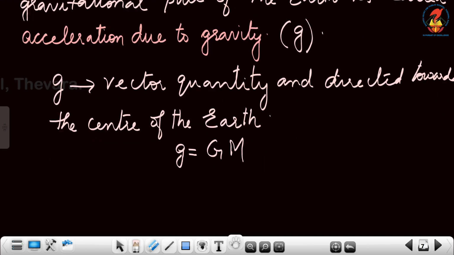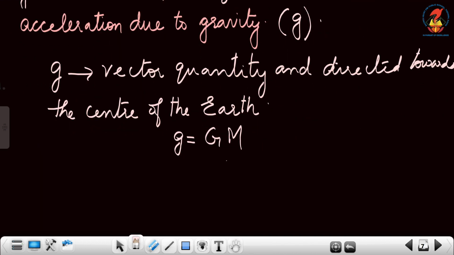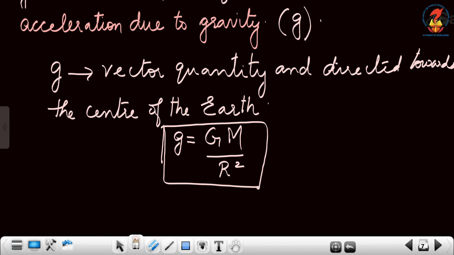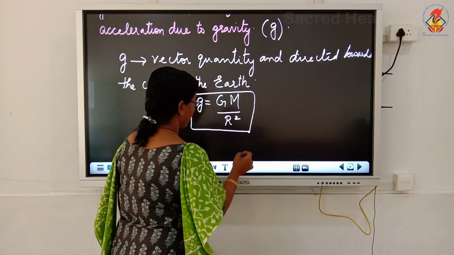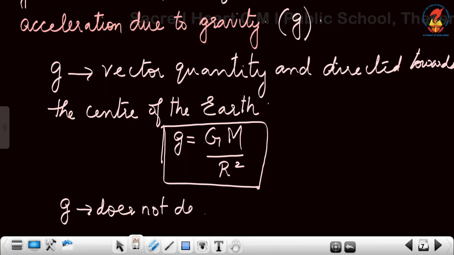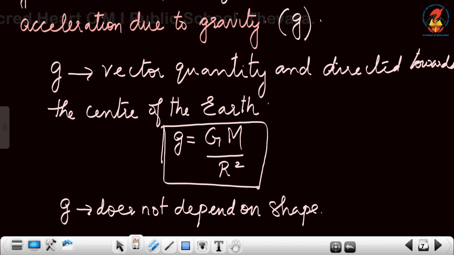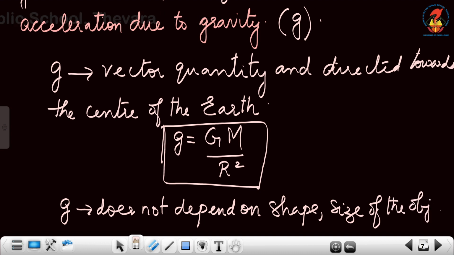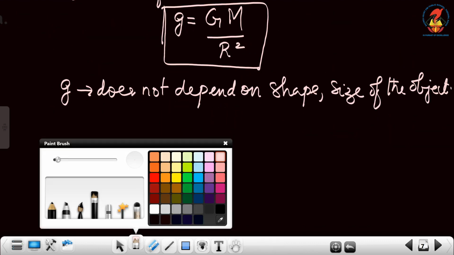G M by r square, where capital G is the universal gravitational constant, M is the mass and r is the radius of the Earth. Now from this equation it is clear that small g does not depend on shape, size of the object, but it depends only on what? Mass of the Earth.